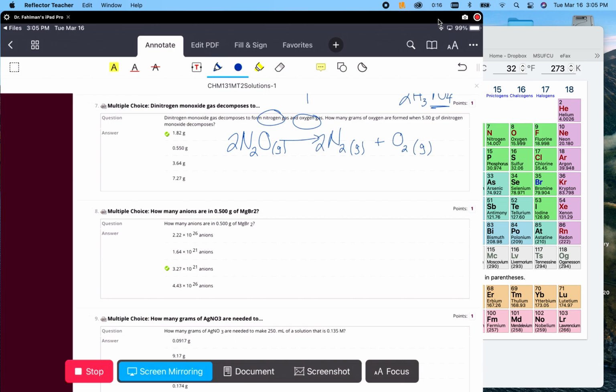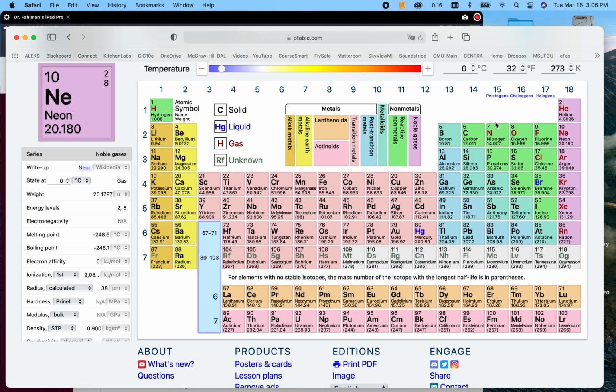Okay, and now you're doing 5 grams of that. And how many grams of oxygen are formed? Okay, so this we have to convert to moles, and so we need the molar mass of N2O. So nitrogen is 14. We have 2 of them, and then oxygen is 16. So that's 44 grams per mole.